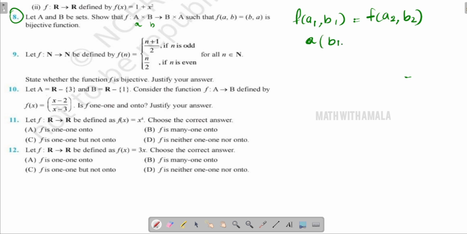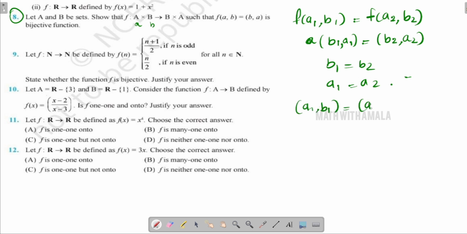Let A and B be sets. Show that f from A cross B to B cross A such that f of (a, b) is equal to (b, a) is a bijective function. Now we can write f of (a1, b1) is equal to f of (a2, b2). This is the supposition. Then (b1, a1) is equal to (b2, a2). This implies that b1 equal to b2 and a1 equal to a2 because they are positioned in that way. Now let's take (a1, b1) is equal to (a2, b2). Hence it is an injective function, or a one-one function.